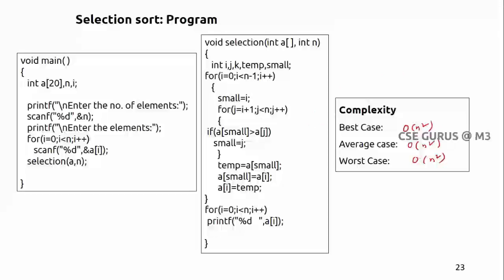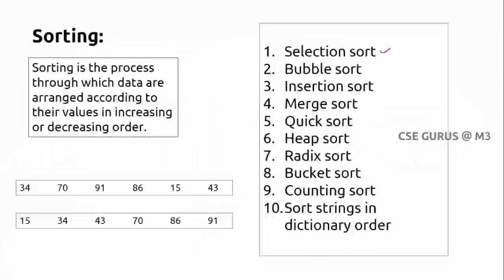So there is no special constraint on how to make it less than n square. So this is what about the selection sort program. Now we'll go for the concept of bubble sort, and we'll see all these things.